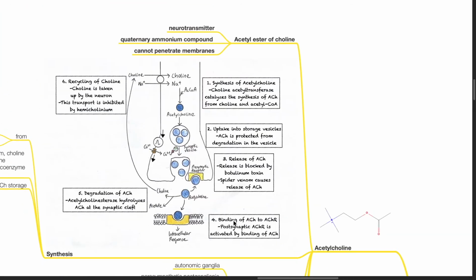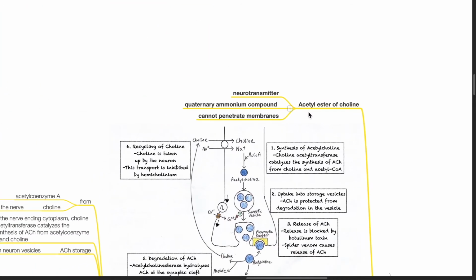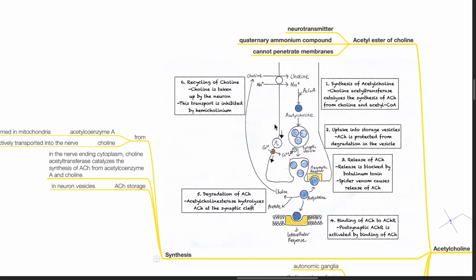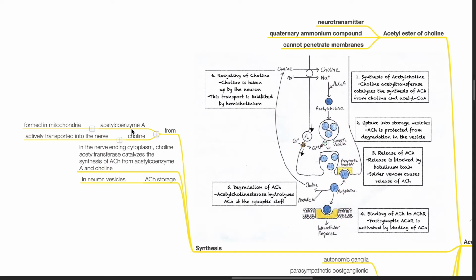Acetylcholine. It is an acetyl ester of choline which functions as a neurotransmitter. It is a quaternary ammonium compound, therefore it cannot penetrate membranes. Synthesis. Acetylcholine is synthesized from acetyl coenzyme A formed in mitochondria and choline, which is actively transported into the nerve. In the nerve-ending cytoplasm, choline acetyltransferase catalyzes the synthesis of acetylcholine from acetyl coenzyme A and choline. Acetylcholine storage occurs in neuron vesicles.